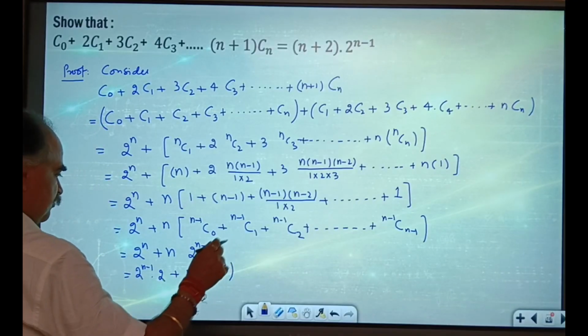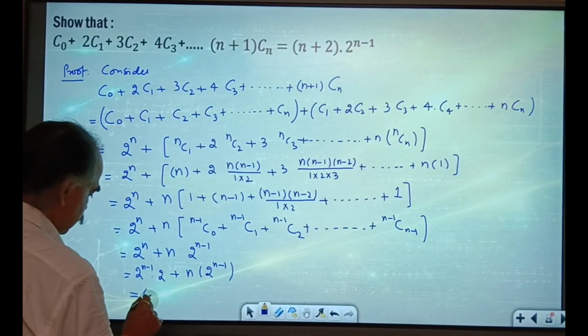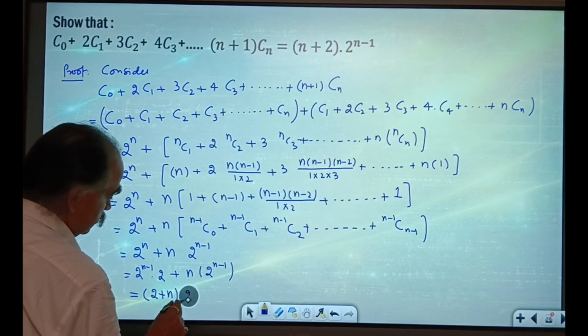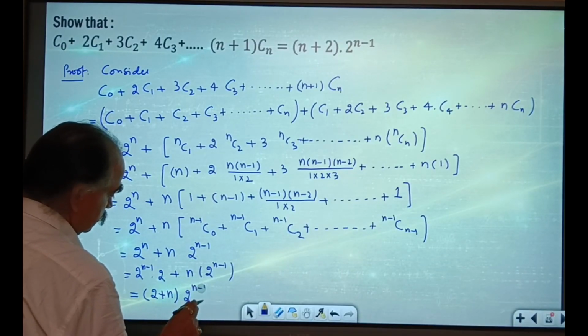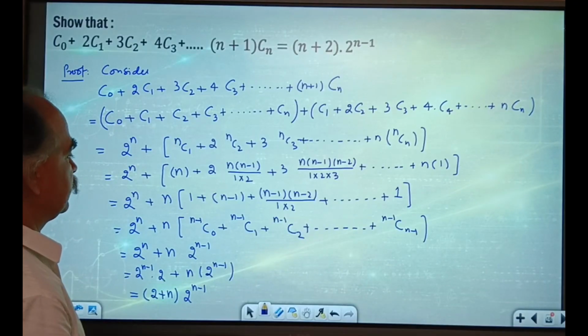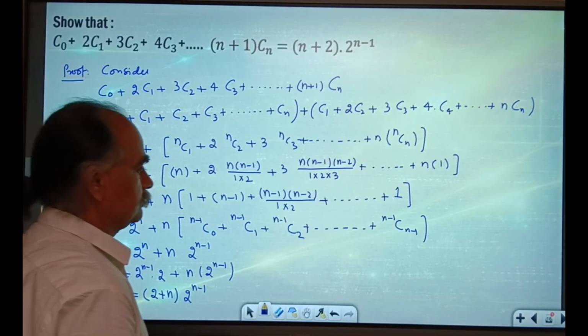We can take 2 raised to n minus 1 common. So 2 plus n into 2 raised to n minus 1, that is n plus 2 into 2 raised to n minus 1. This is what they want.